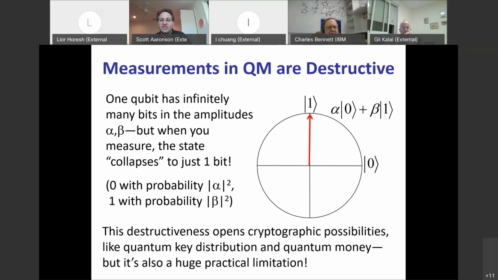Now this destructiveness of measurement is exactly what opens up so many of the cryptographic possibilities of quantum information, including Wiesner's quantum money, including quantum key distribution, both of which Charlie told you about. But it can also be a huge practical limitation. If you're trying to learn something about a state, you only get this one chance to measure it. You get this tiny little signal from the measurement, and then the rest of the state is gone. So how do we deal with that if we're trying to learn about the states that would arise in the lab?